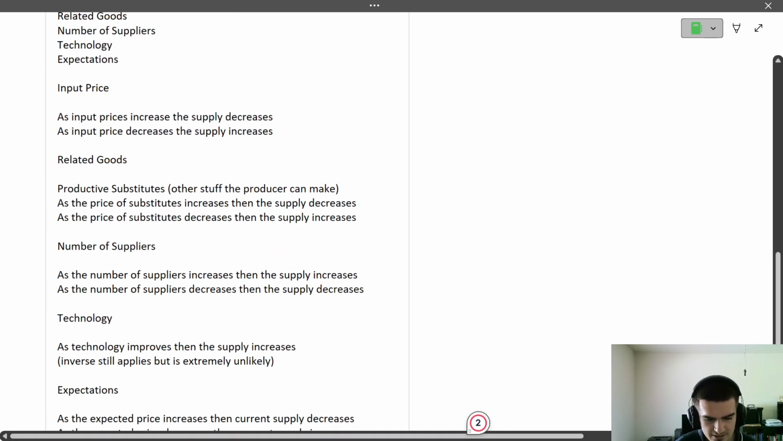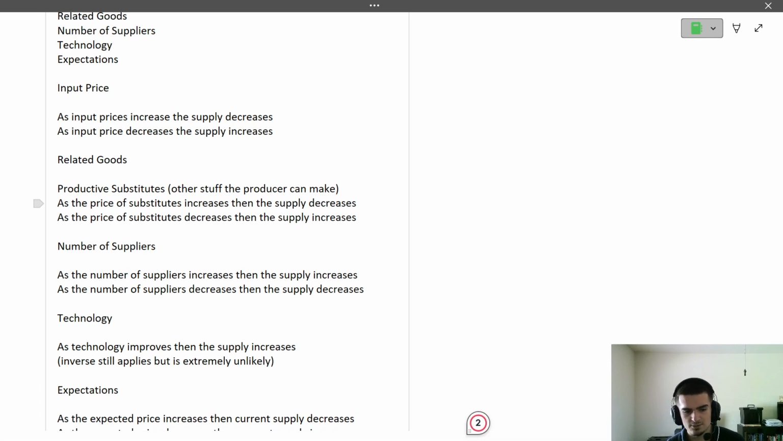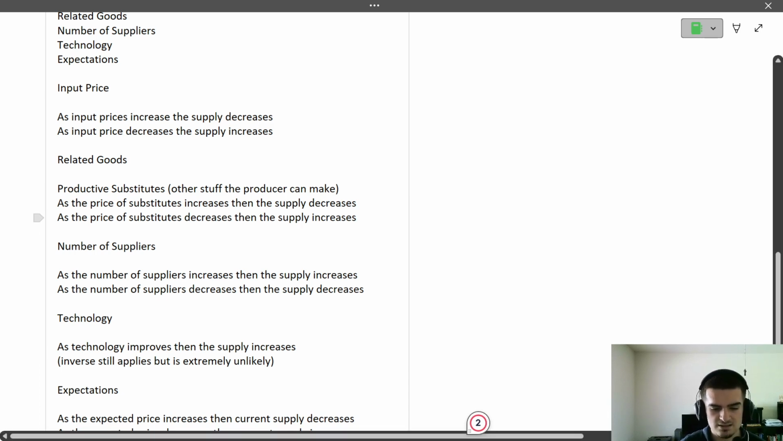Next is related goods. Sorry, it's a little obscure because it's usually associated with demand. This is talking about substitutes, specifically substitutes that producers can make. A productive substitute may be like ice cream and frozen yogurt, where they have such similar inputs that someone who makes ice cream could switch to frozen yogurt if it became more profitable. So as the price of a substitute increases, the supply decreases.